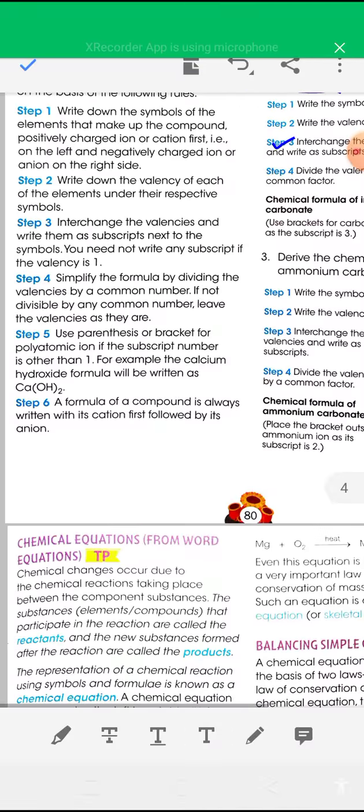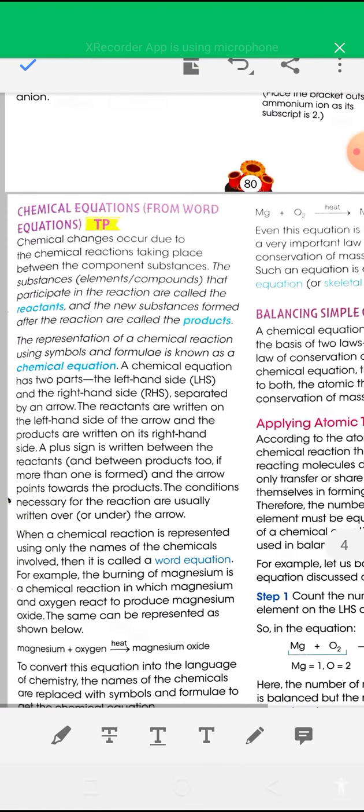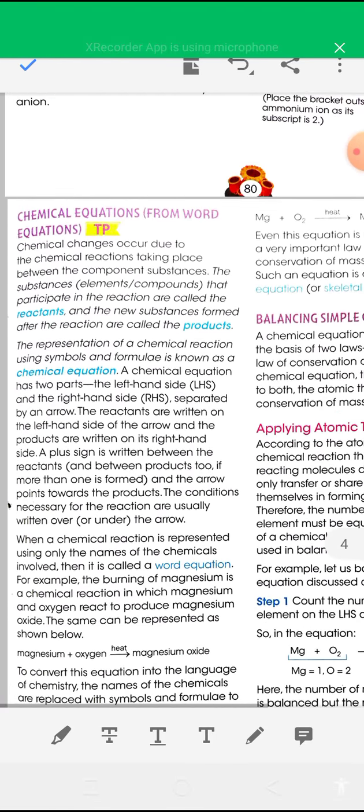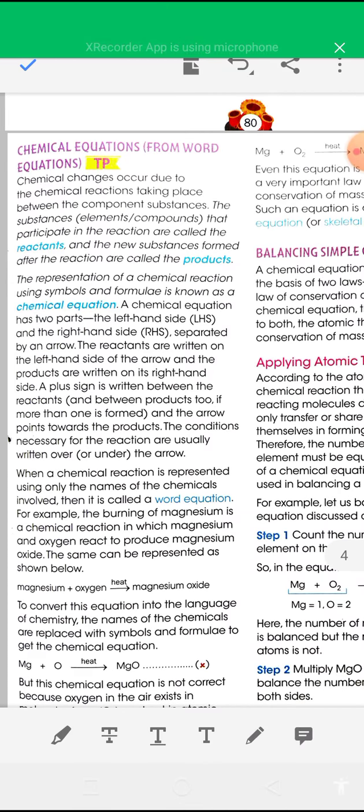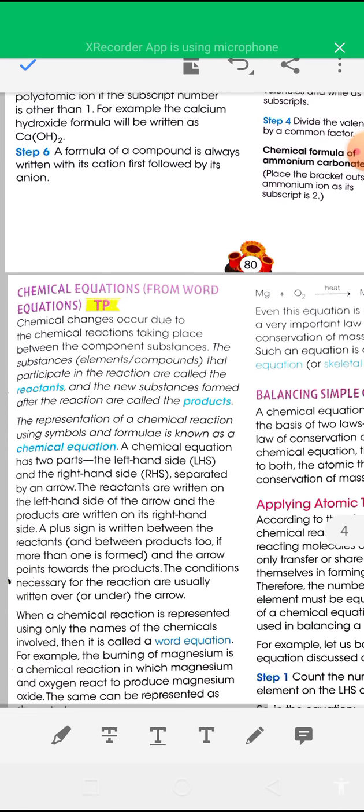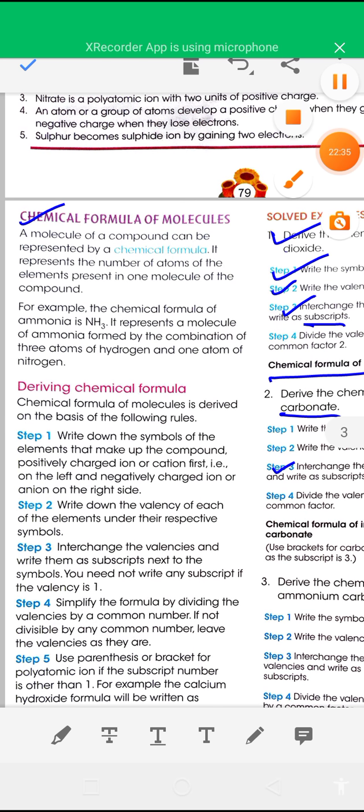One more example is given. Try to solve this example. In the next live class I will give the answer. And the next topic is chemical equation, which I will discuss in the next class.